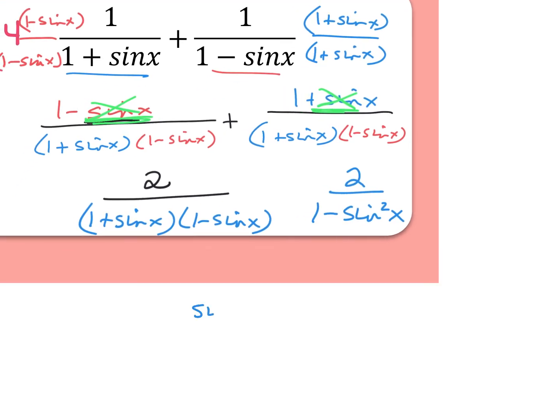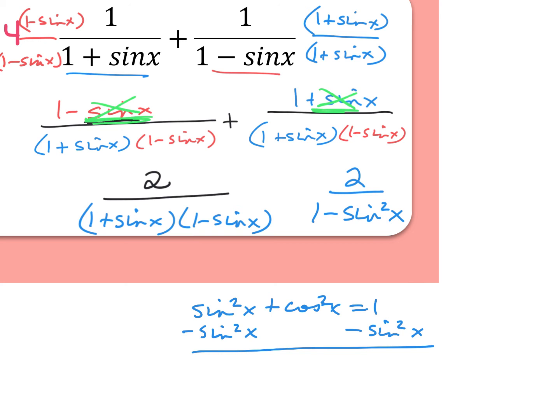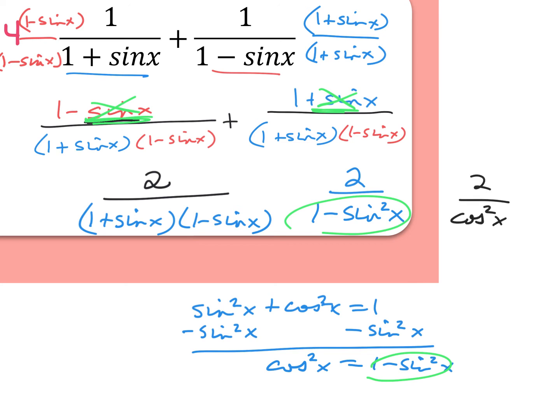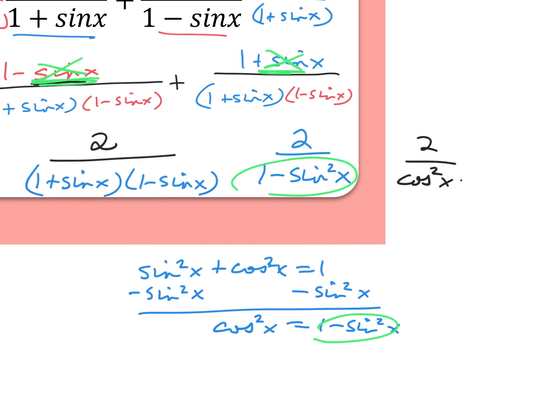Remember how we use this one again. And I know I'm writing it a lot, but again, you'll get into the habit of recognizing it right away. So again, if I solve for cosine squared x, it's 1 minus sine squared x, which is what I have here. So I'm going to replace it with cosine squared x. And then now I'm going to use my reciprocal identity, move this to the top as secant. And you're done.